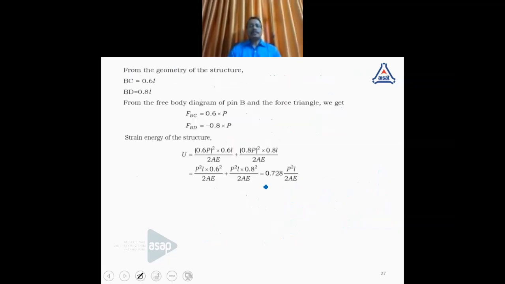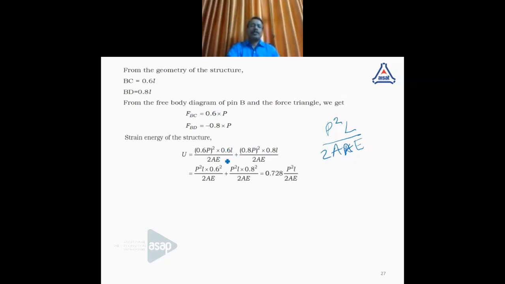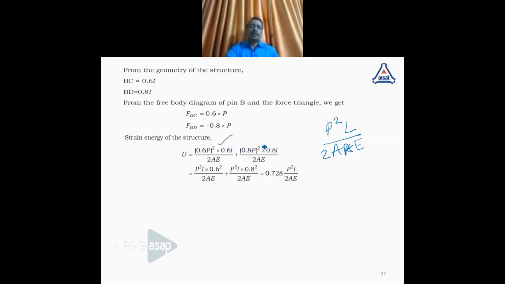For determining the strain energy, we use the expression P square L by 2AE. Here the force is 0.6 P, and the length is 0.6 L, over 2AE. The cross section is the same and the material is the same, so those two are taken as constant. This is the contribution from one part, and this is the contribution from the other part.